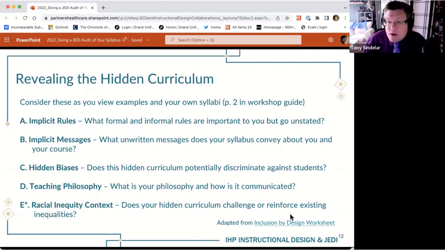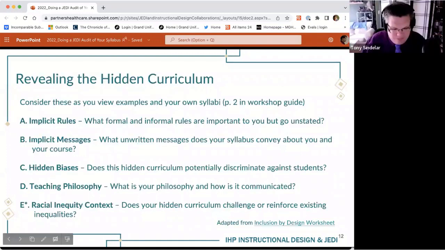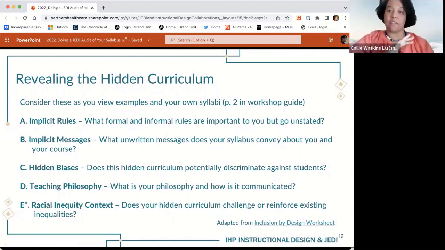I think I'm going to hand it back over to Callie, who's going to talk about unpacking assumptions. Yeah, can we just stay on this slide for a minute, Tony, the revealing the curriculum? I know Tony walked through a whole lot of that, and before we go into the assumptions, I thought maybe we can linger on this a little bit. You can feel free to either come off mute or put it in the chat. But when you think about implicit rules, formal and informal rules that are important to you but go unstated, are there any that come to mind for you?